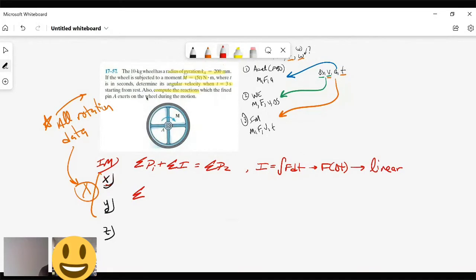So linear momentum P is written as angular momentum L, if I'm not mistaken. I always forget if it's L or H. Some people use different ones. Actually, in the last book that I saw it was H. It doesn't really matter. You just got to know which one is which. Well, we're going to use H.